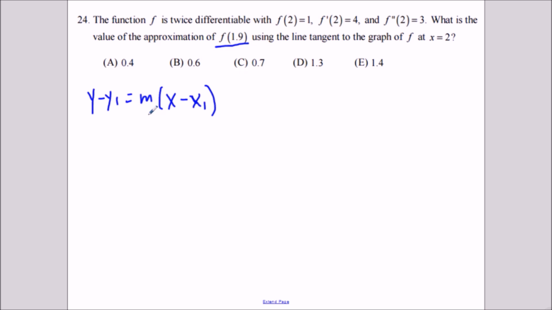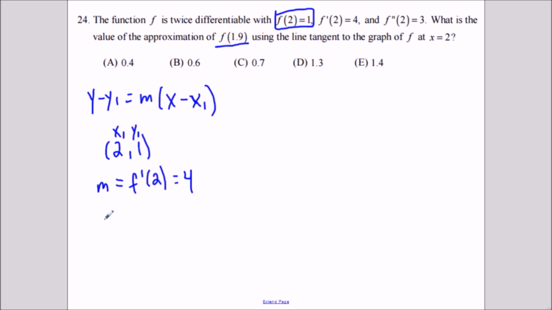And to write the equation of a line, you need a point and you need a slope. But just know here they told us the point to write the equation of our line. Our point they gave us was (2, 1). This is like our x1, y1. And to find our slope, we're going to use our derivative. So our slope here is equal to f prime of 2, which is equal to 4.